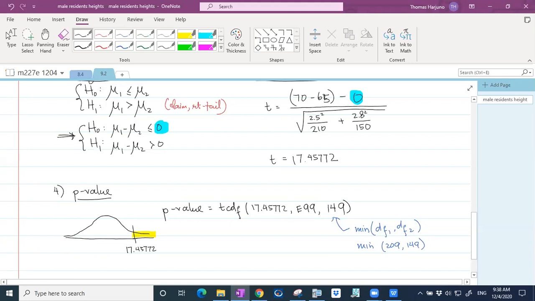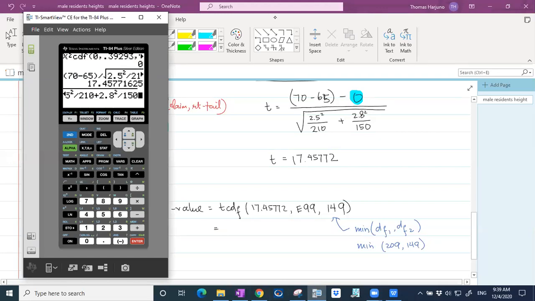The way to compute degree of freedom if you have 2 samples is actually very complicated. Just to type the numbers requires a lot of patience. It takes you 2 minutes just to type the numbers. So that's why we will not use that method. We'll just choose the smaller degree of freedom. Now then we use our calculator.